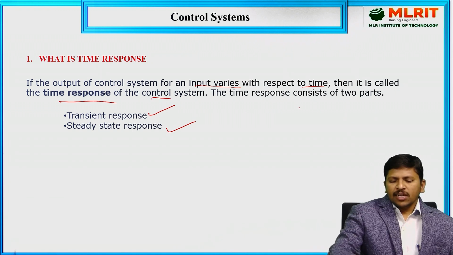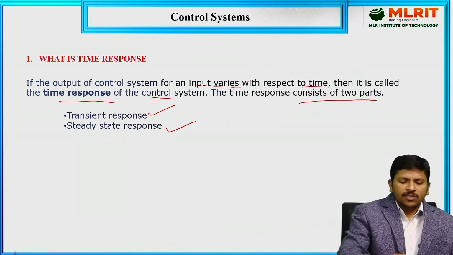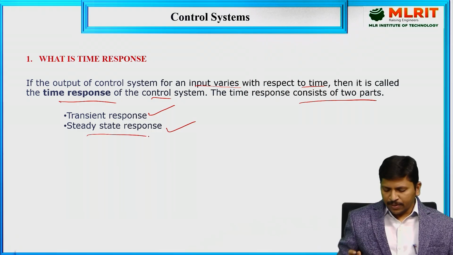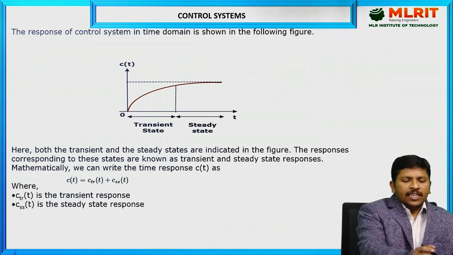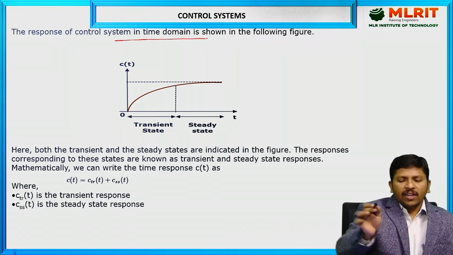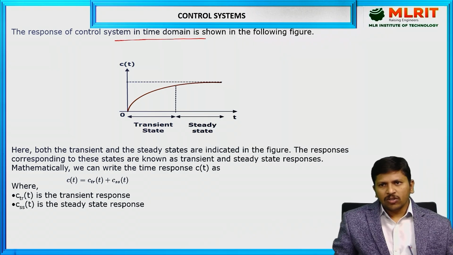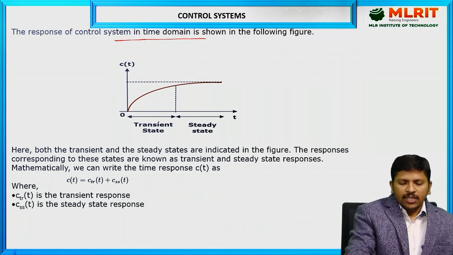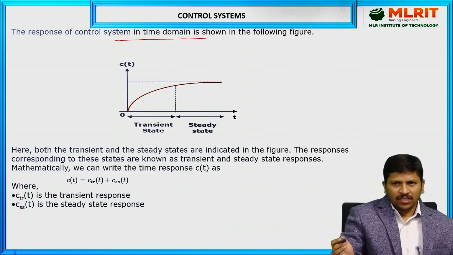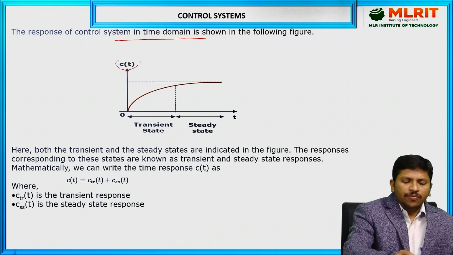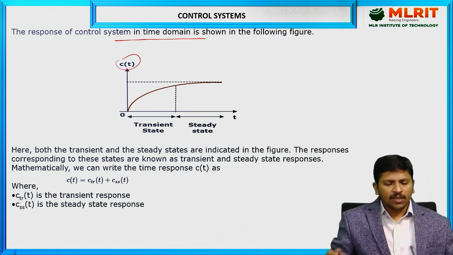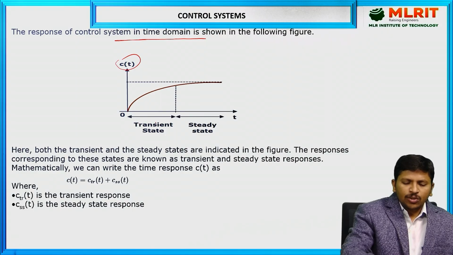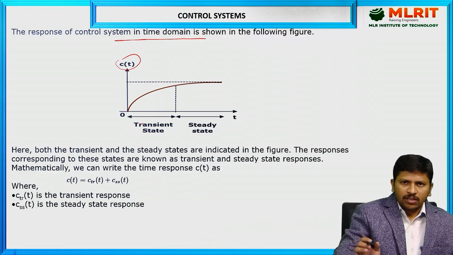The time response consists of two parts: one is the transient response and the second one is the steady state response. Next, observe the response of the control system in the time domain. The time varies from 0 to t, 1, 2, 3 and so on. The output, the system response, is C of t, and the input values 0, 1, 2, 3, 4 and so on are considered here.